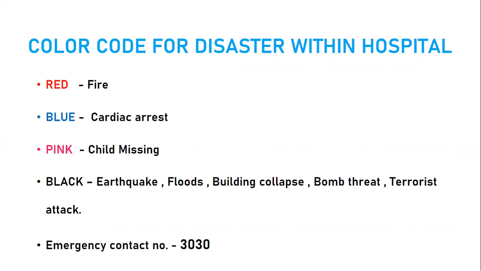The emergency contact number is 3030. In case of any of these disasters, we have to dial this number, 3030, for MBGH hospital. Then we have to inform about the code and the person calling the emergency, then the location of the disaster. Then the code will get activated, which will be verified, and after control of the situation, the code will be deactivated.